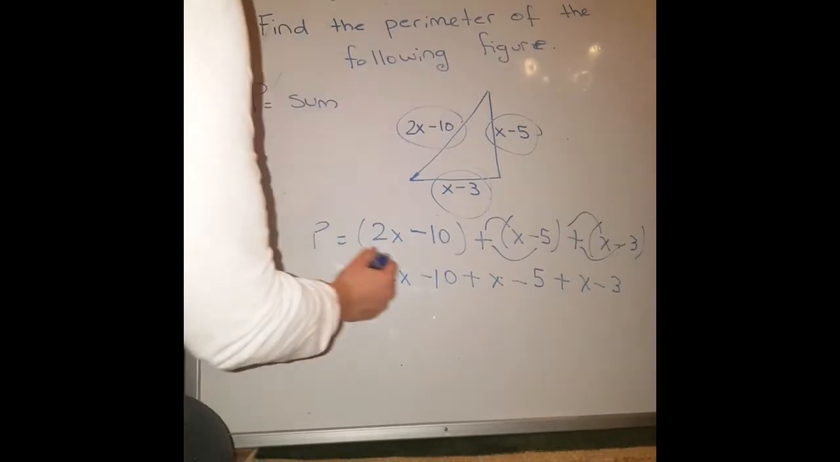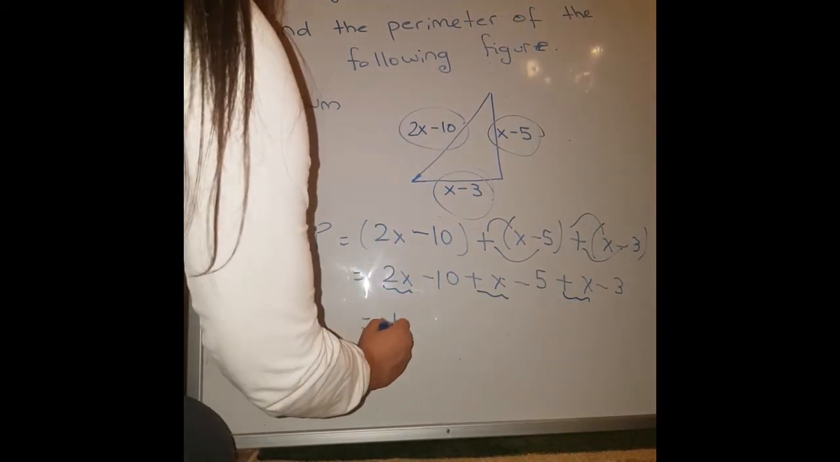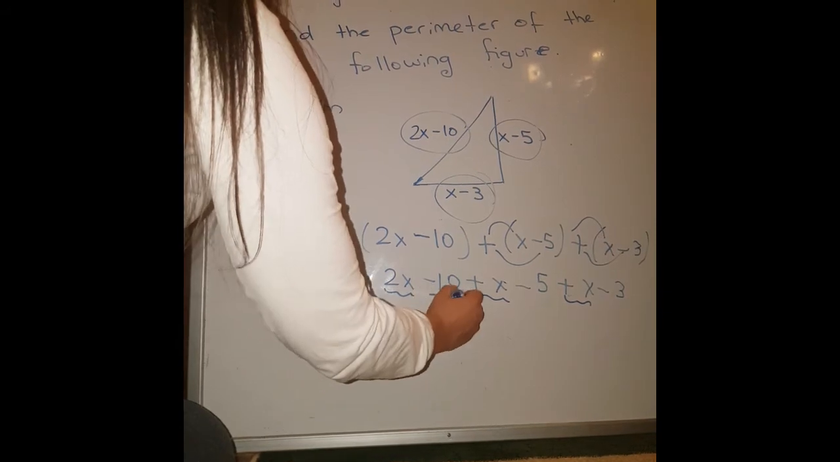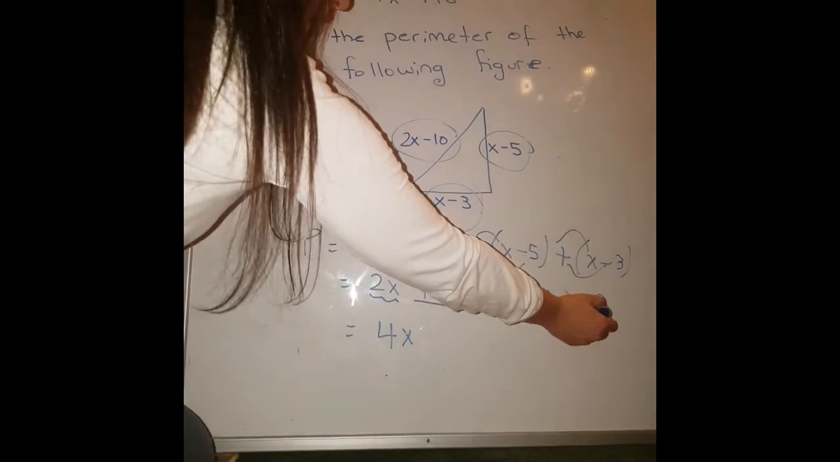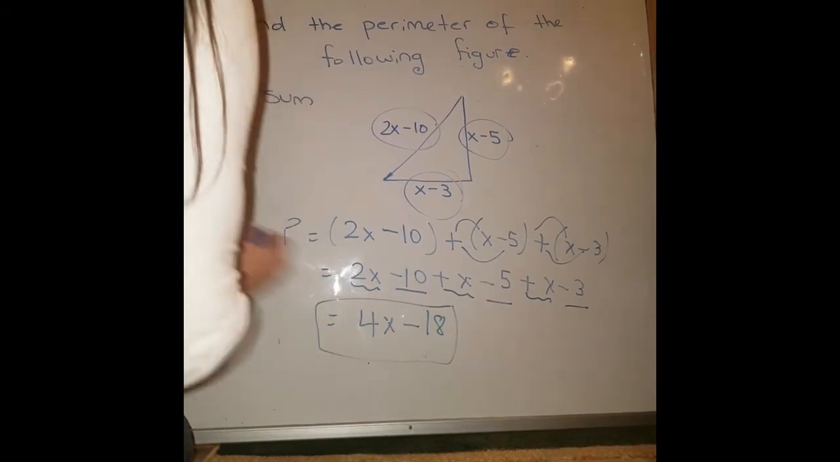And I start looking at my like terms. 2x, x, and an x, which is a 4x. Negative 10, negative 5 is a negative 15, and negative 3 is a negative 18. So this is my perimeter of the figure.